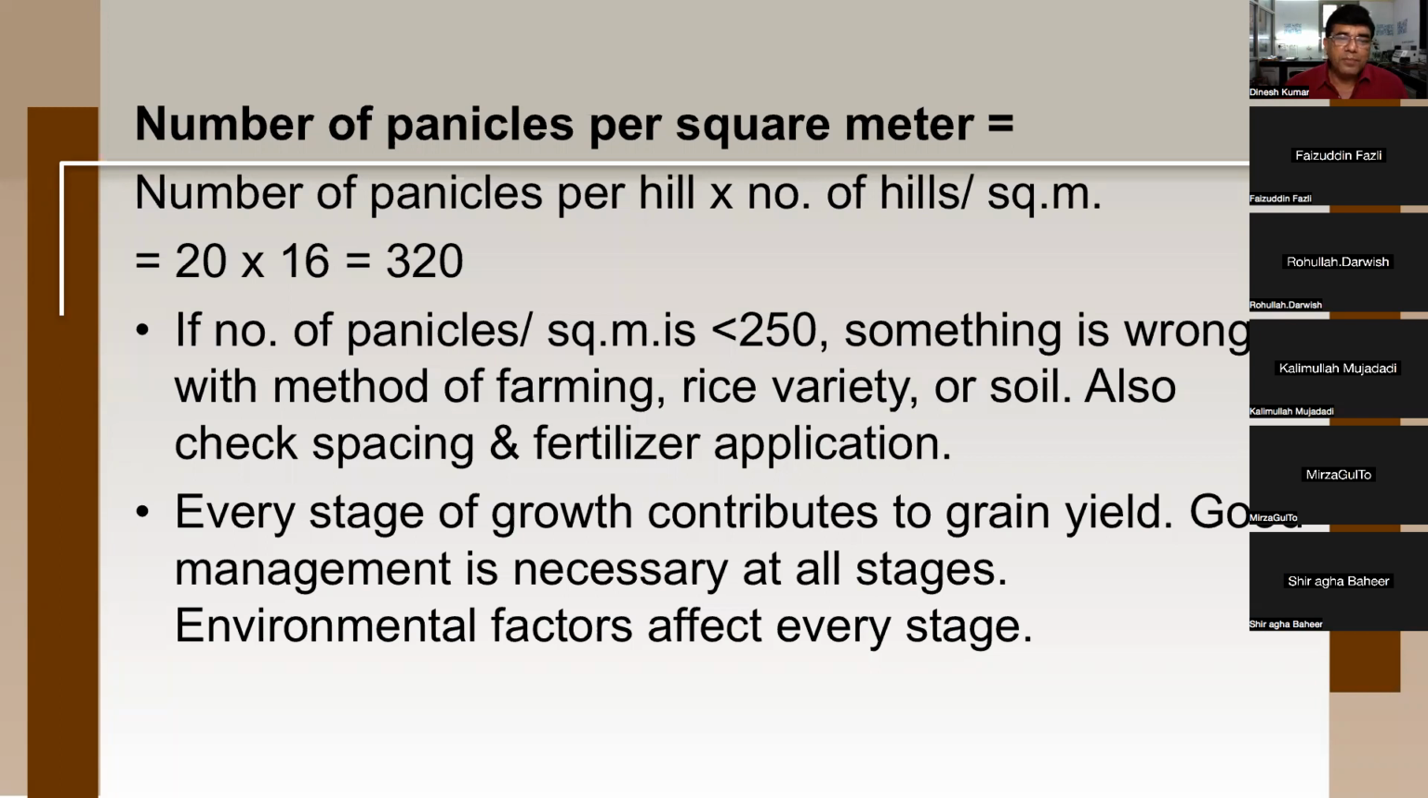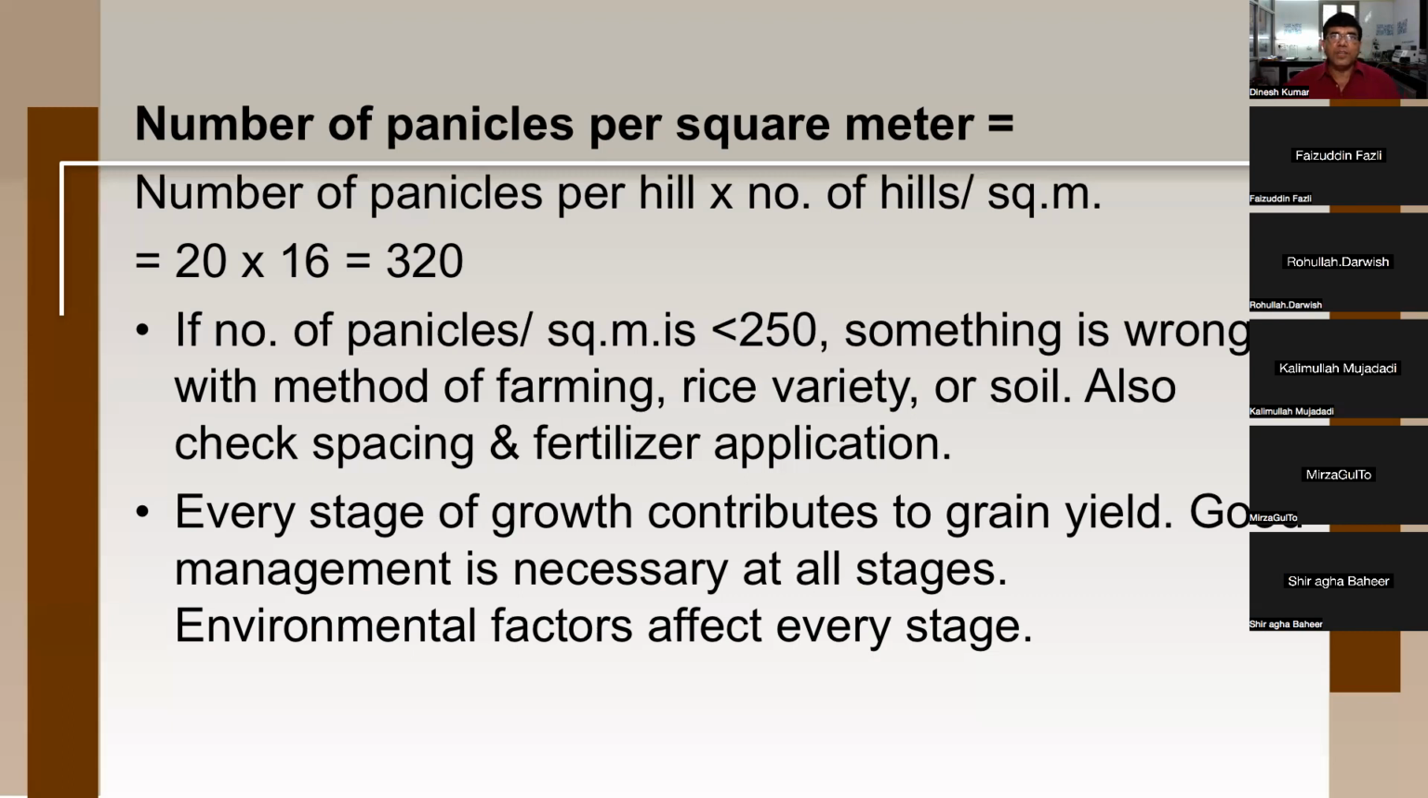However, the number of panicles will be decided by the farming practices, the kind of management, and the variety. Some varieties may be high tillering, some low tillering, and also soil conditions, spacing, fertilizer application. All the management factors will affect the number of panicles per square meter. Even insect pest management is important. Some diseases can reduce the number of panicles. So every stage of growth contributes to grain yield, and management is necessary at all stages. Efficient management is necessary, and environmental factors also affect every stage.